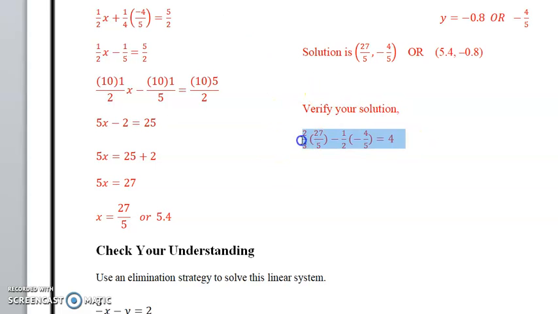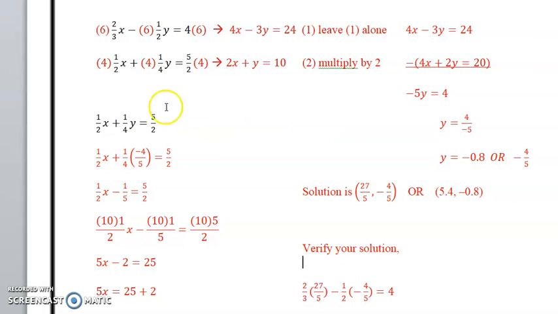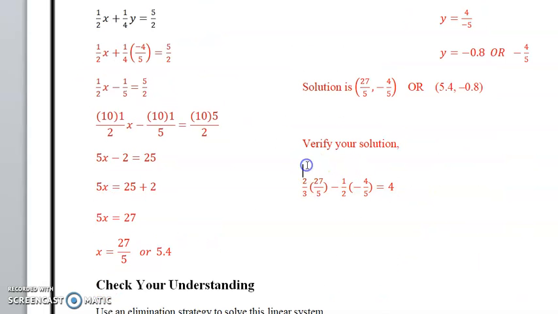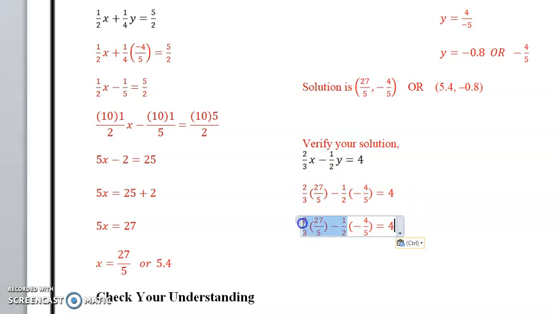I lost that last equation. It's no big deal, I'll put it back here now. So the original equation is where I'm getting these values. There's x, there's y. I substitute it in. That's going to give me 54/15: 2 times 27 is 54, 3 times 5 is 15. And negative times a negative, I end up with a positive, so plus 4/10.